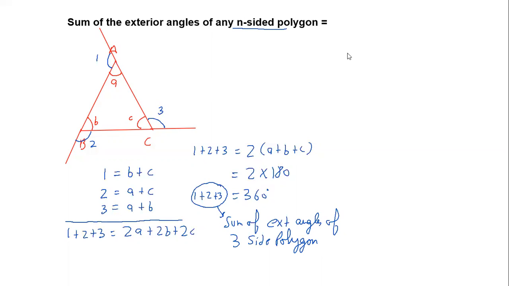Now you need to understand the sum of exterior angles for any n-side polygon will always be 360 degrees. I've derived it for a 3-side polygon, but it really does not matter if it's a square or a pentagon or a hexagon or a decagon. The sum of exterior angles for any n-side polygon will always be 360 degrees. Why? You need to understand that every exterior angle can actually be represented as an angle at a particular point, and the sum of the angles around a particular point will always be 360 degrees.